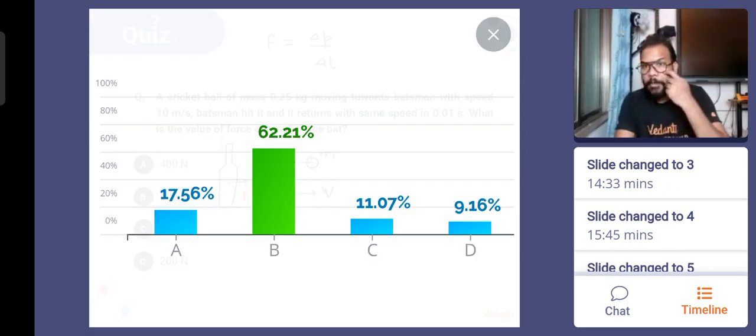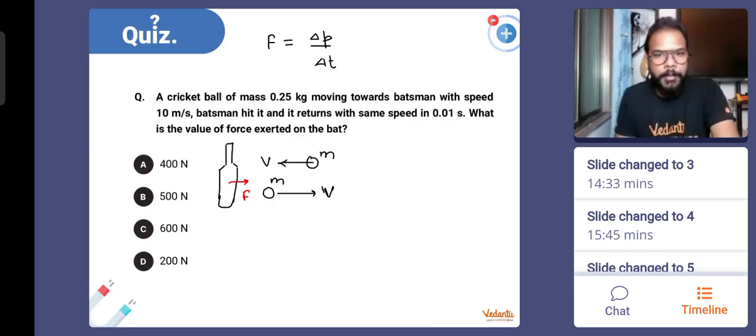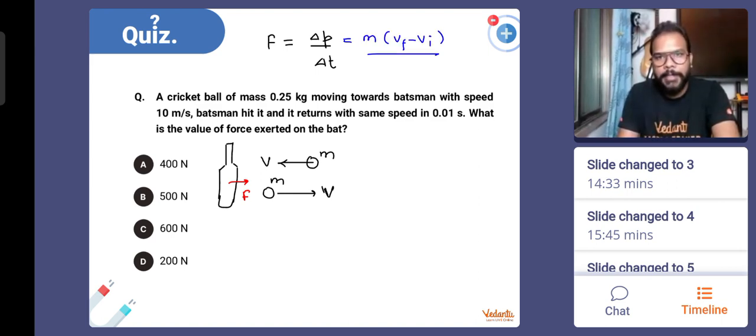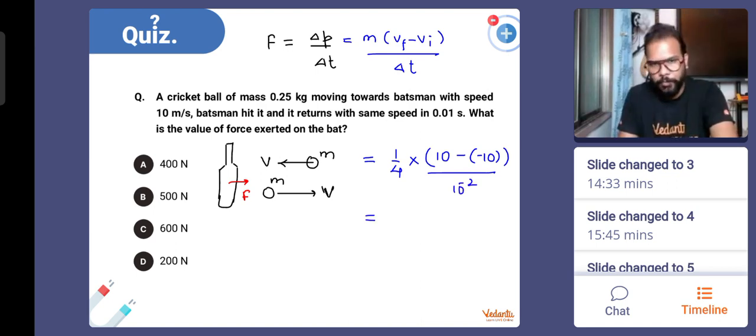Well done, very good. Okay, so guys, see this. If we want to find the force, we just need the change in momentum, and the time is already given. So mass into final velocity minus initial velocity upon the time taken. The mass of the ball is 1/4 of a kg, since 0.25 is 1/4. Velocity initially was 10. Later it is also the same magnitude, opposite direction. So if final is 10, initial is minus 10, divided by the time, that is 10 to the power minus 2. So 1/4 into 100 into 100.